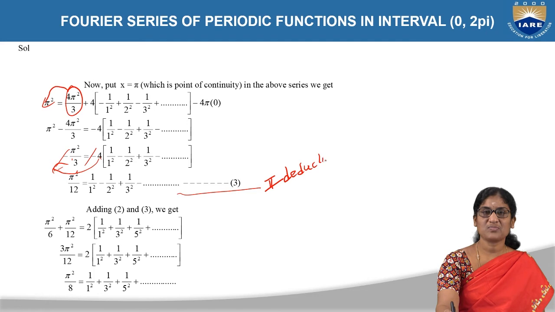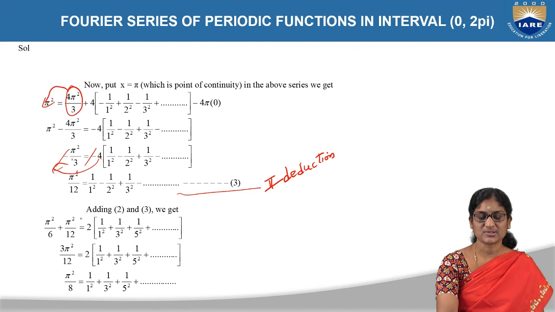The third deduction can be easily obtained by just adding the 2 and 3 equations. The first equation is the one that we got from the first deduction, the third is the one that we got from the second deduction. So try to add these two deductions, the LHS added to LHS and RHS added to RHS.